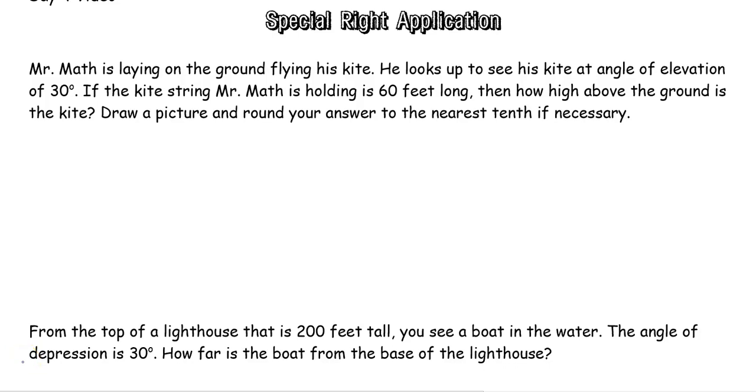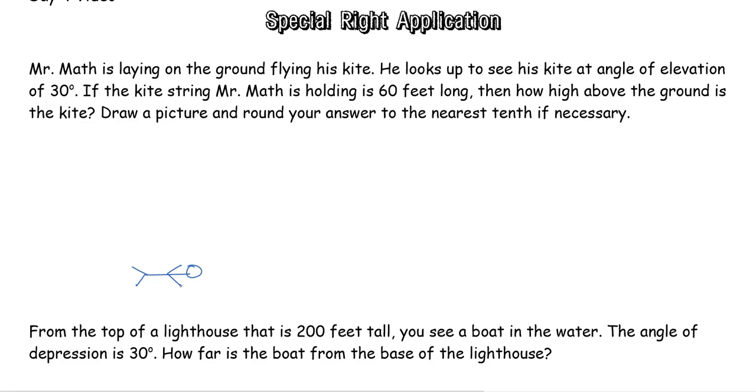Hi, today's video is still focused on special right triangles, but we're going to look at the application problems, some word problems. So starting off, Mr. Math is laying on the ground flying a kite. So he was too lazy to stand up. He's laying down on the ground. There he is. He's laying down and he's flying a kite from the ground.